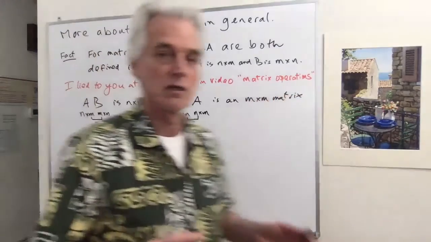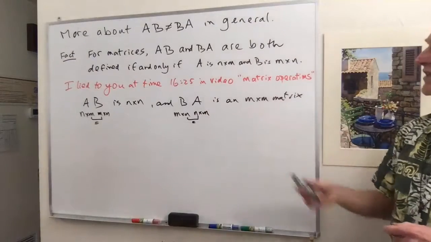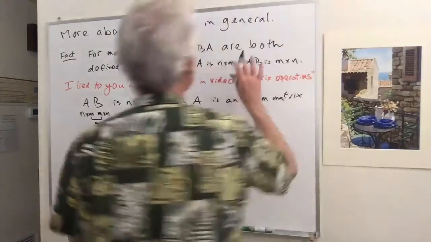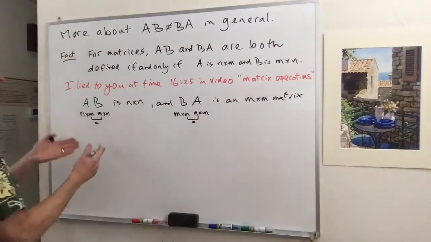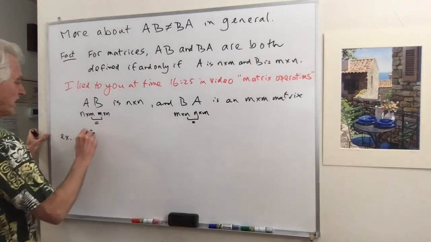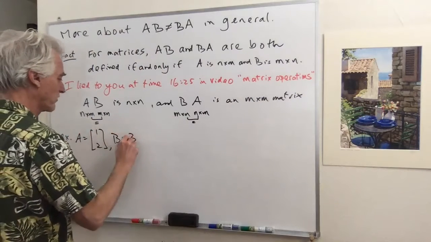Okay, so I lied to you. I said they had to both be square and of the same size. If they're both square and the same size, they both work. But let me do an example where they're not square. Let's say A is 1, 2, and B is 3, 4.